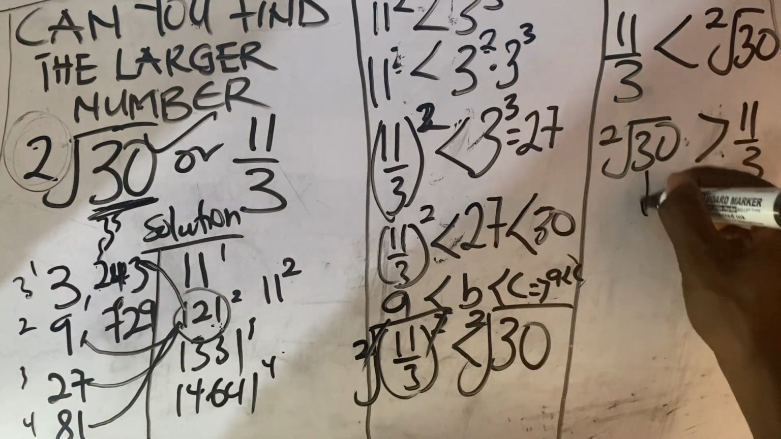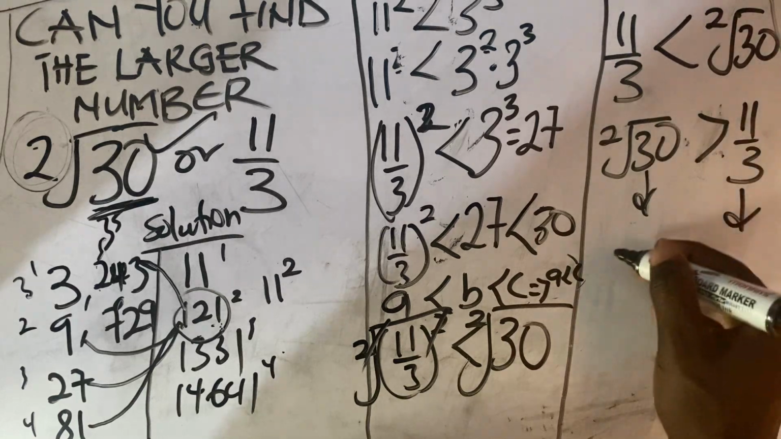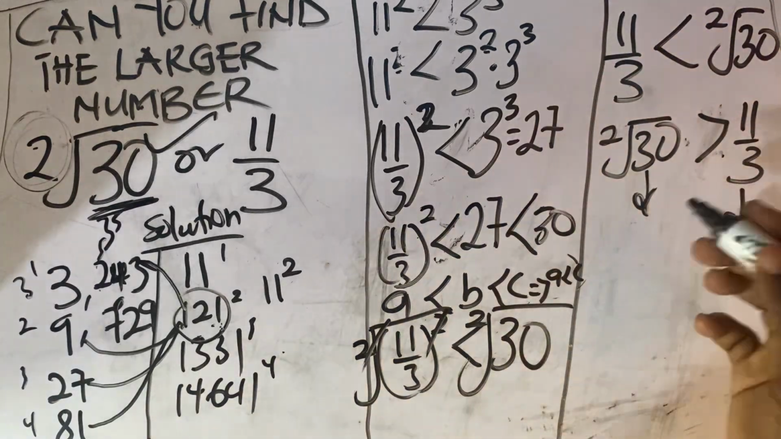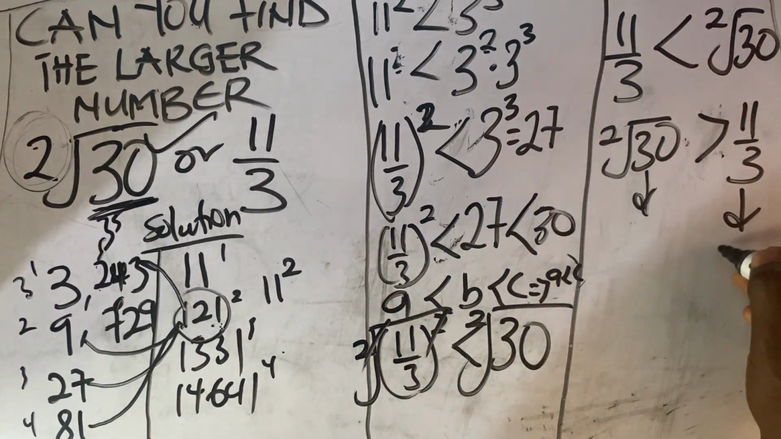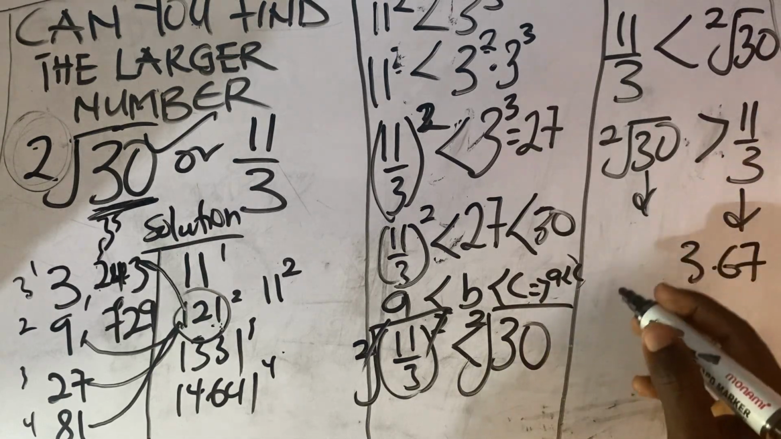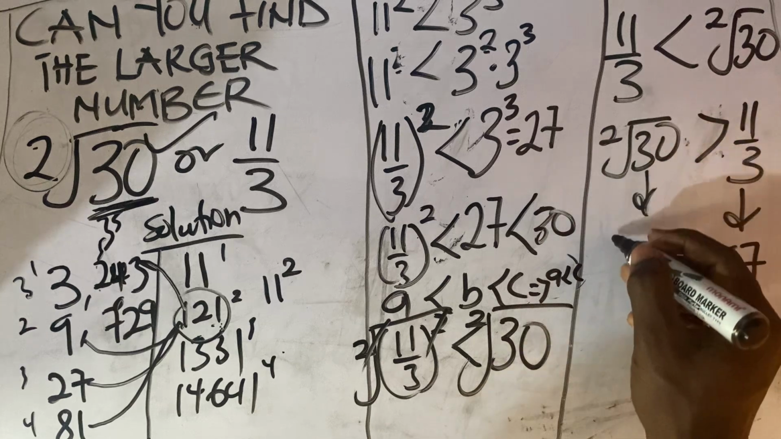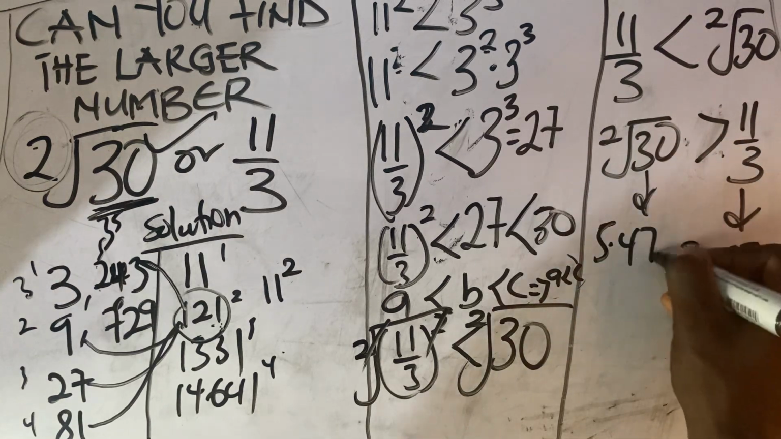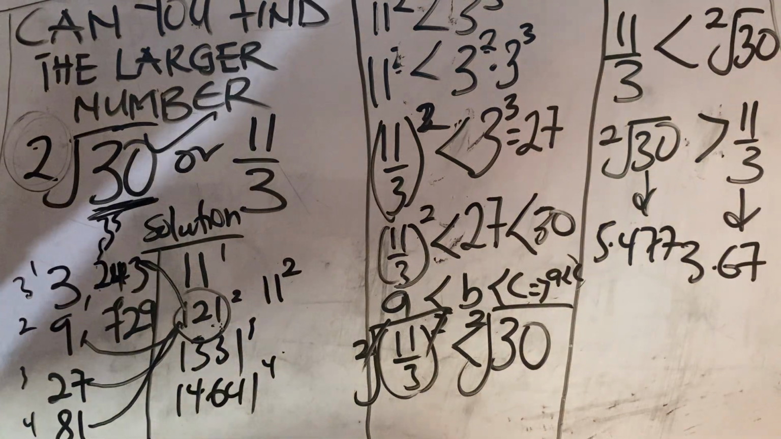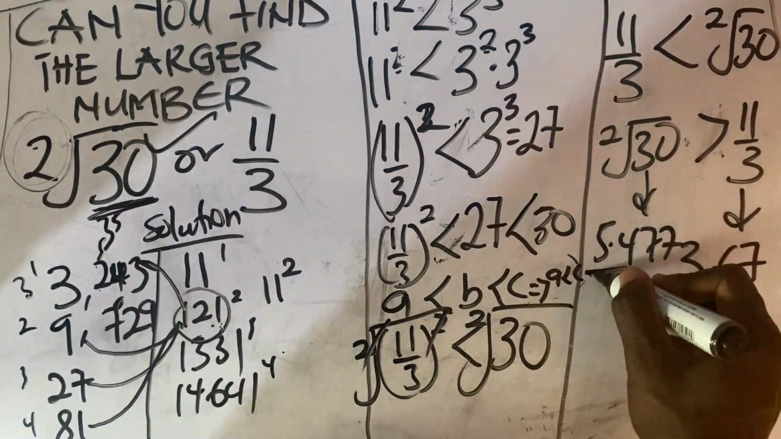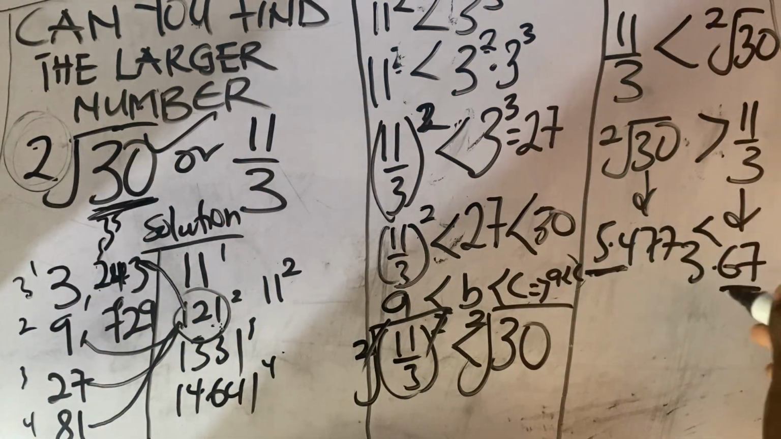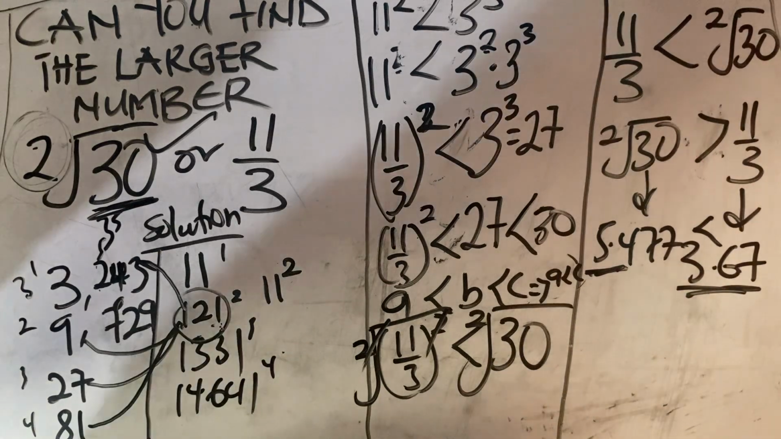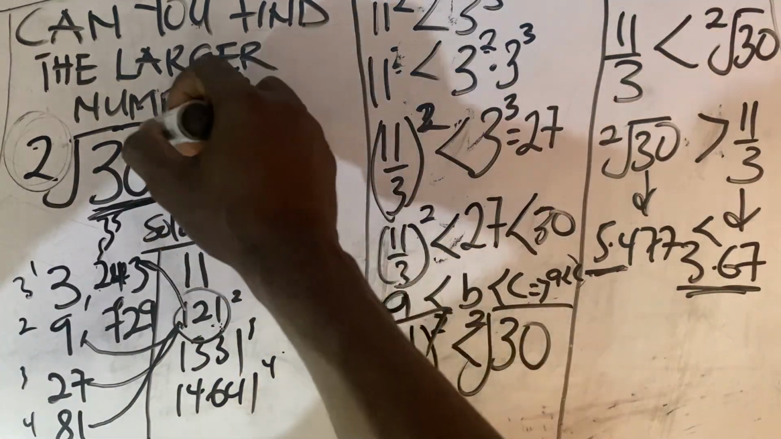Now if we look at this in terms of decimals, we have our 11 over 3 to be 3.67, and our square root of 30 here to be 5.477 in this case, right? So we realize that this one here is still greater than our 3.67 here. So in this case, we have this number to be greater.